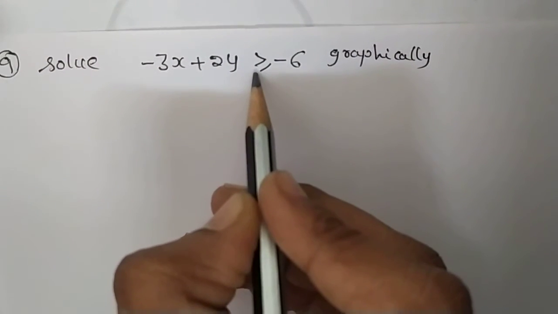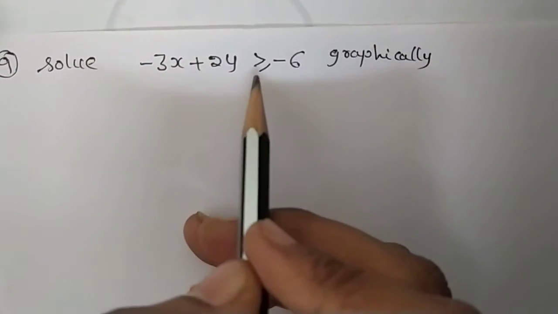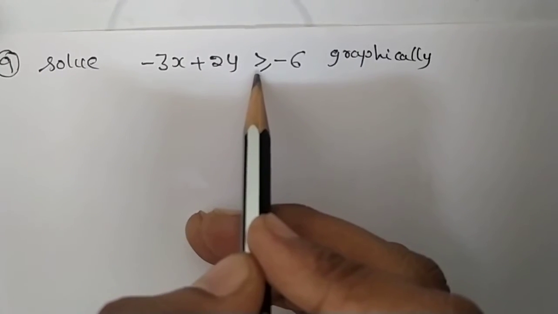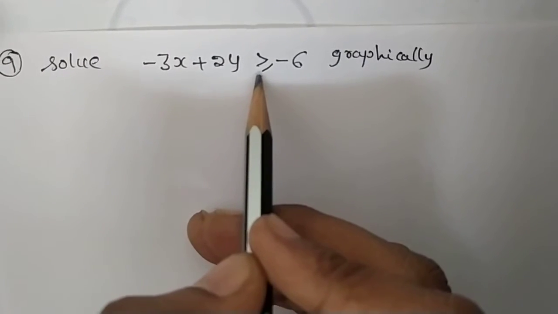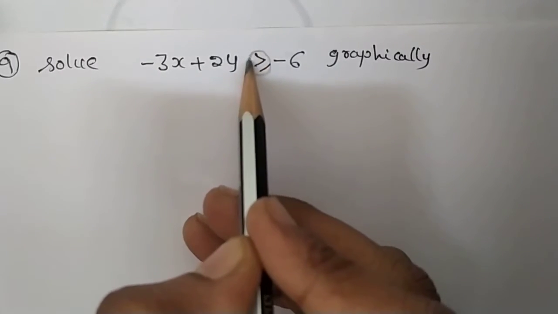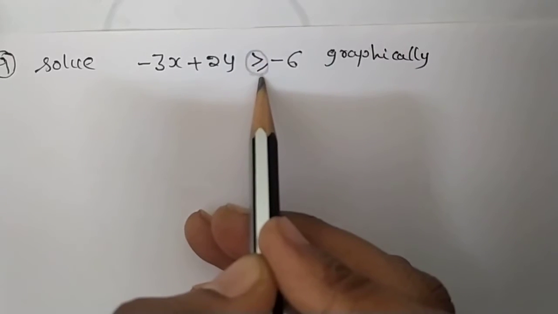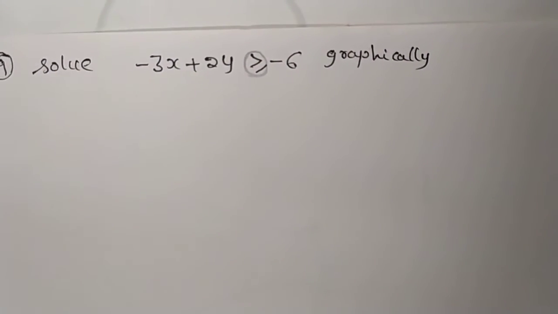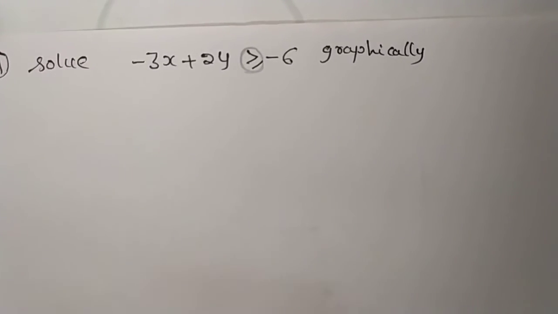Here it is given as greater than or equal to. Therefore, we have to draw the line as a thick line. Okay. Remember the steps of solving the inequality graphically.